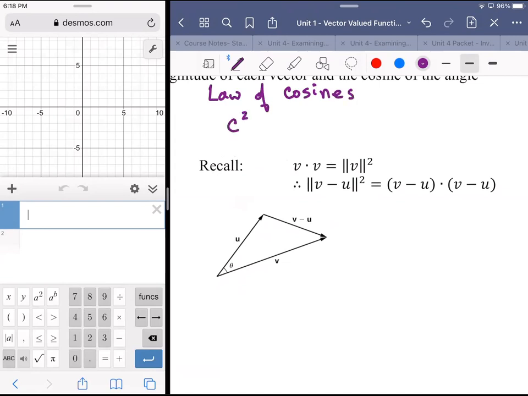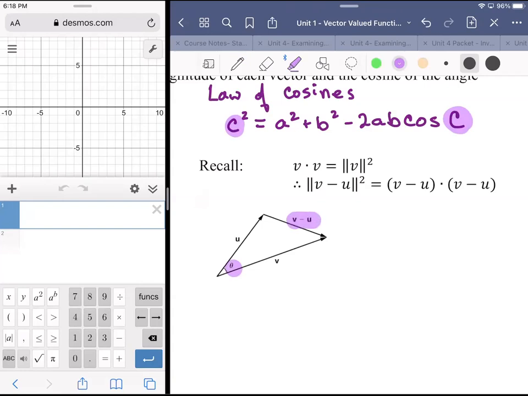One variation of it: c squared is equal to a squared plus b squared minus 2ab cosine c, at the corresponding angle applying to the given side, or the side that's isolated. So we have a theta here that's opposite of v minus u.